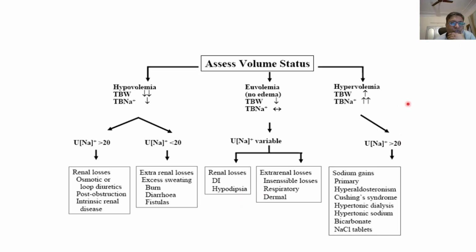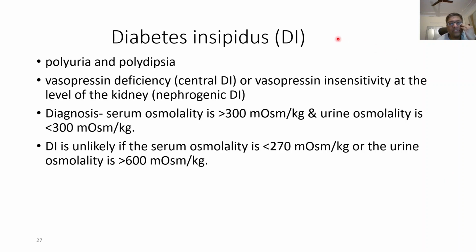Very rarely you will get hypervolemia with high urine sodium. That is because of sodium gains and endocrine disorders like hyperaldosteronism, Cushing syndrome, massive amounts of hypertonic sodium infusions. Those can be the causes. What happens in diabetes insipidus? You get polyuria, polydipsia, which is predominantly vasopressin deficiency, central DI. If there is vasopressin insensitivity at the level of the kidney, that is nephrogenic DI.